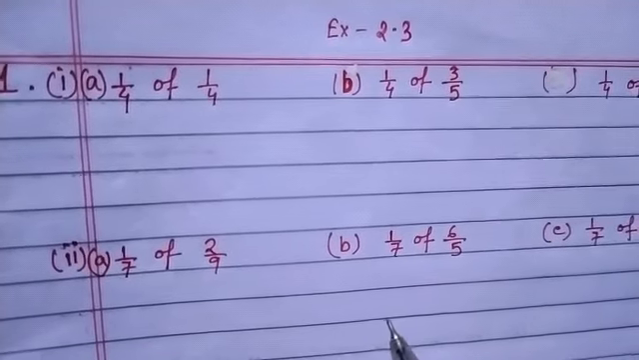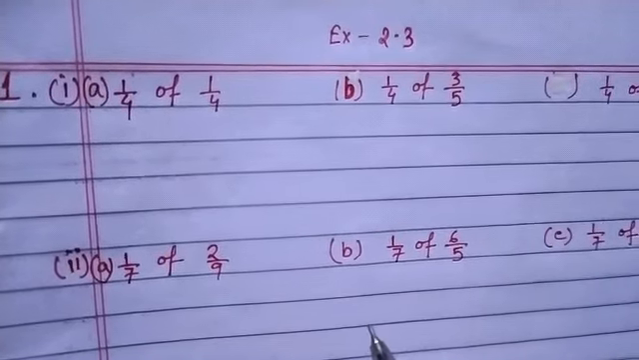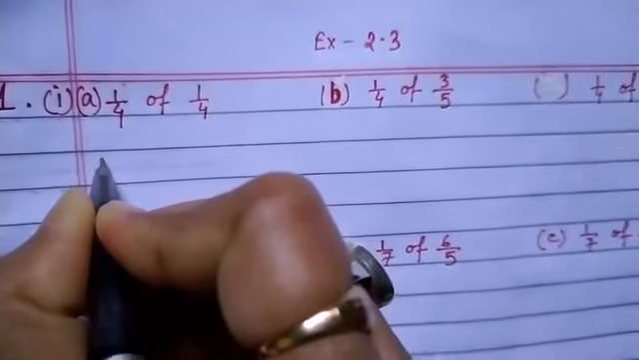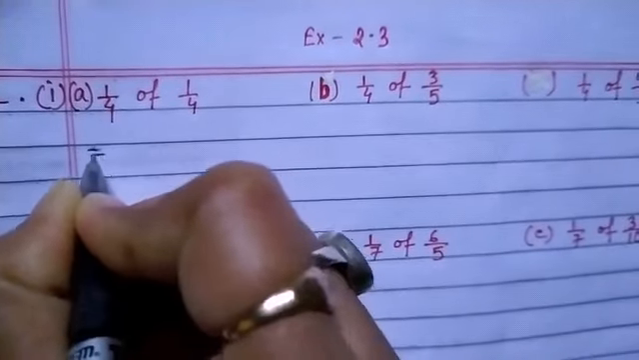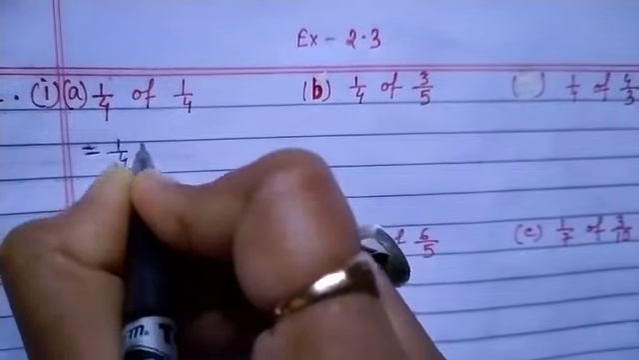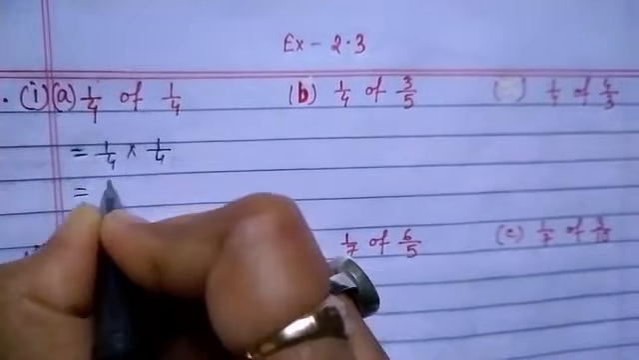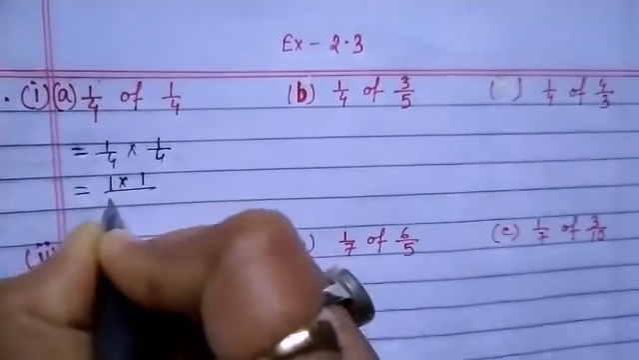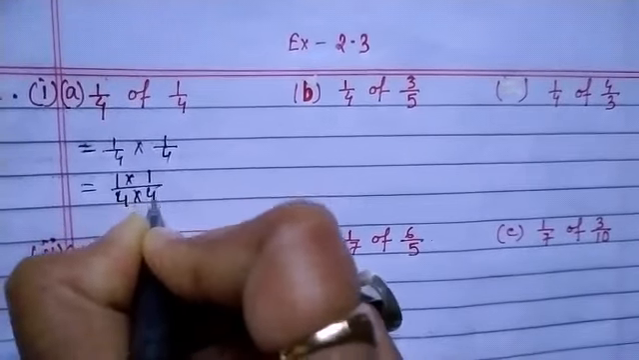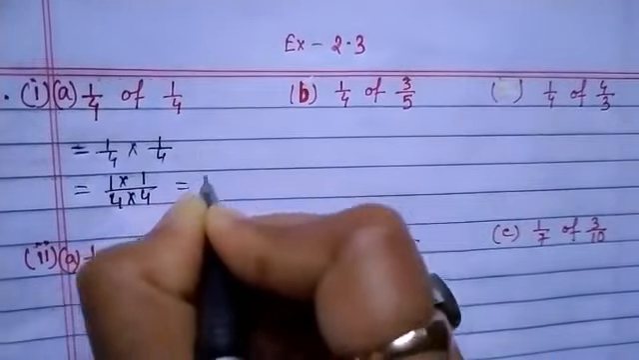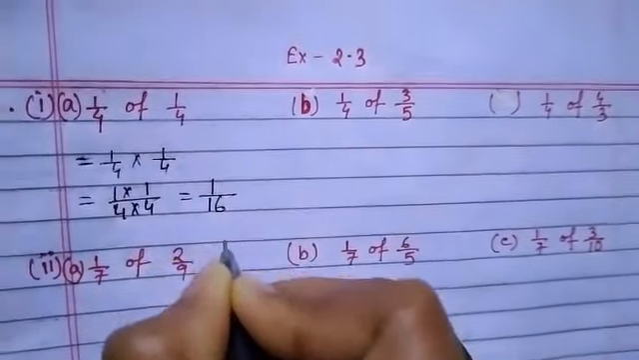First one is 1 by 4 of 1 by 4. That means 'of' means multiplication. So 1 by 4 multiply 1 by 4. That means product of numerator divided by product of denominator. So the answer is 1 by 16.